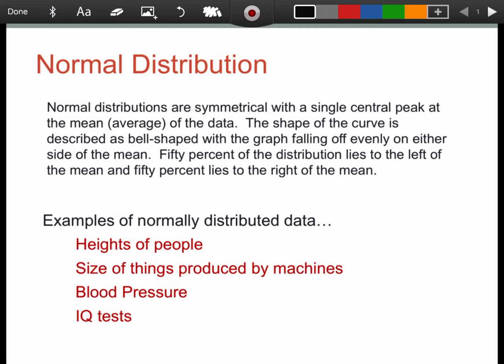In this video, we're going to talk about normal distribution. Normal distributions are symmetrical with a single peak at the mean, the average of the data. The shape of the curve is described as bell-shaped, with a graph falling evenly on either side of the mean. 50% of the distribution lies to the left, and 50% lies to the right of the mean.